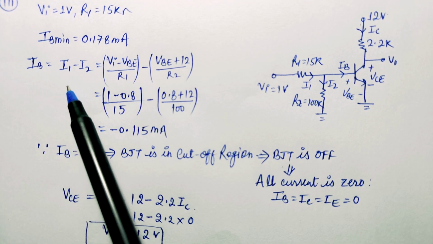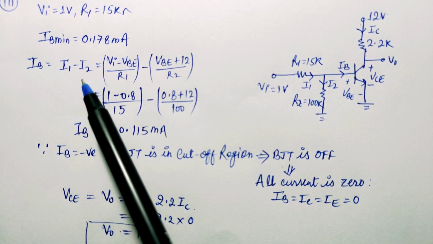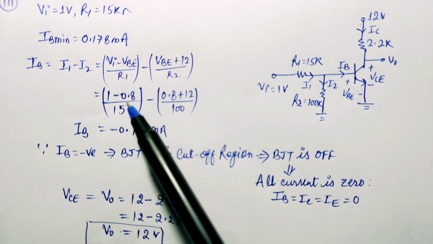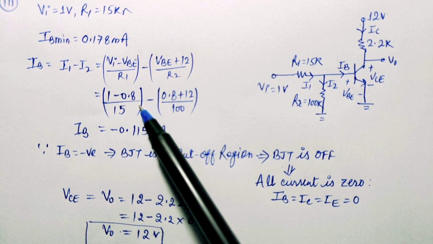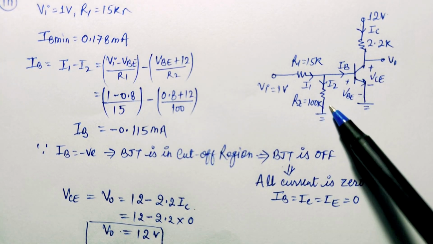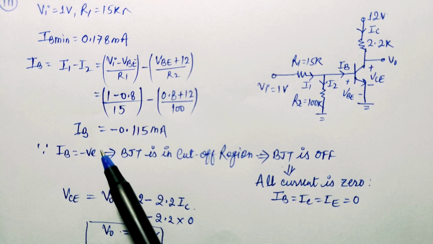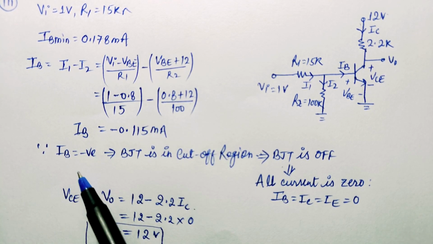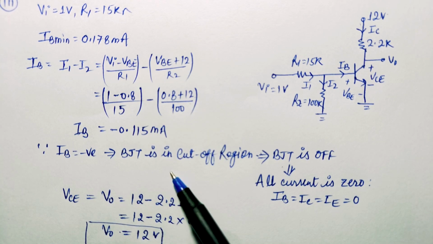Now IB equal to I1 minus I2. We have calculated the values of I1 and I2 as previously. Here we can put Vi equal to 1 volt and VB equal to 0.8 volt since we have assumed that this transistor is working initially in saturation region. So we can find out IB equal to minus 0.115 milliampere. As we can see here that IB value is negative, so this transistor will work in cutoff region.